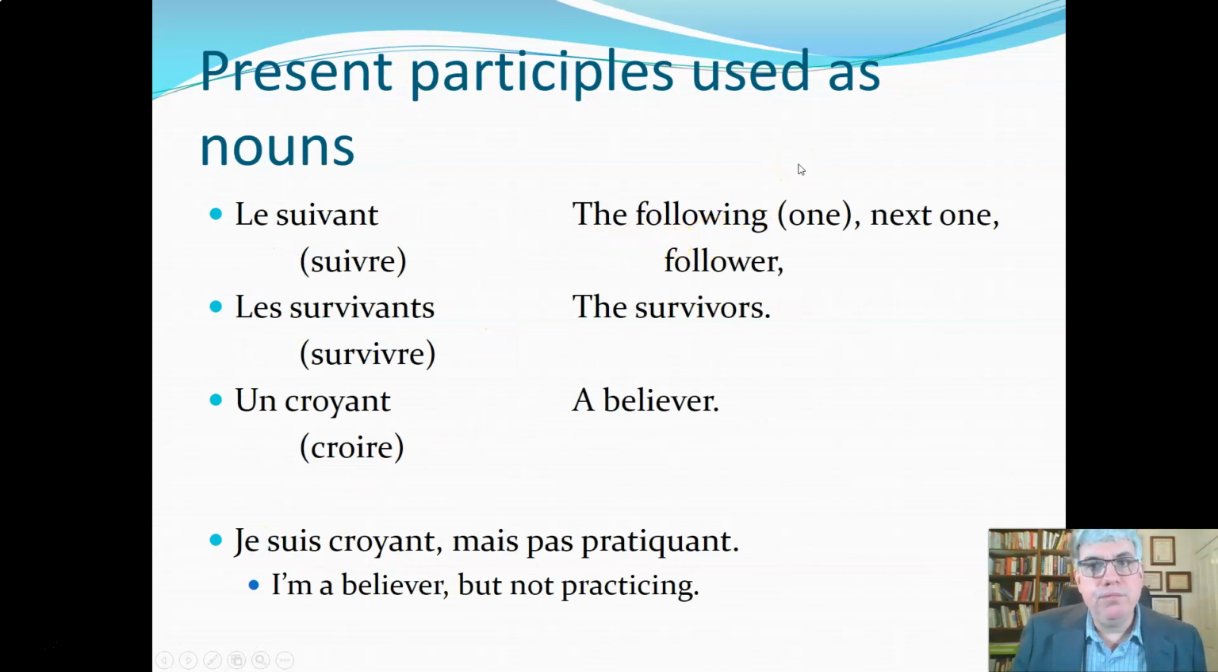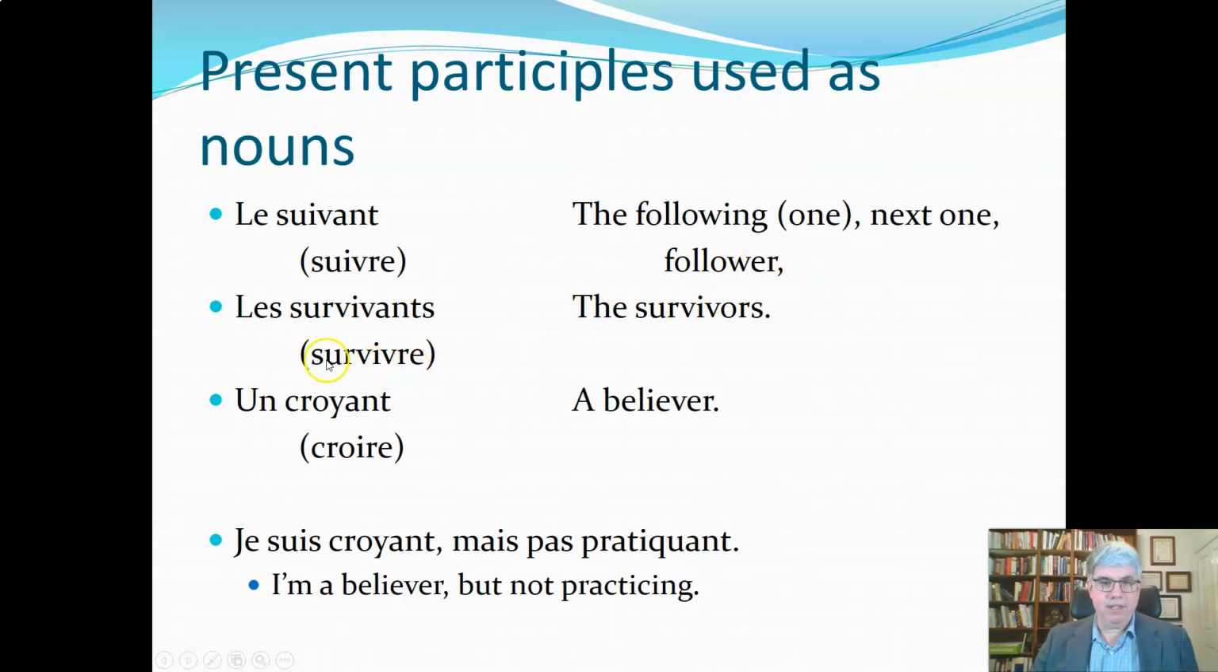Now we can also use present participles as nouns. With suivre, the participle is suivant, so that's to follow. So le suivant is the following one, the next one. Could be a follower. If you're standing in line at IKEA for customer service and they've given out numbers and you're number 417 and they're at 318, they'll call out, le suivant, 319. So that would be the next one. It could also be a suivant as someone who's a follower of something.